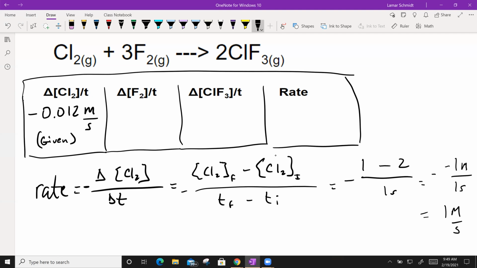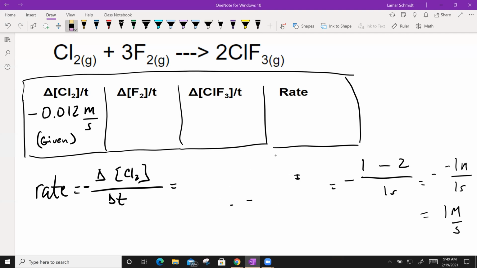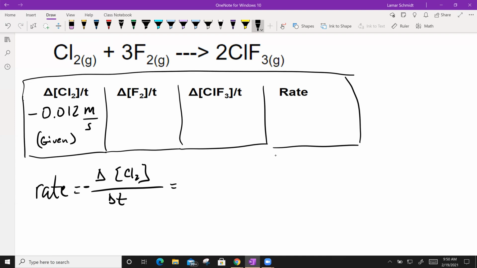Okay, so let us then carry on with this. I got rid of that example. We now know what the change means. I'm not asking you to break down any times or initial concentrations, final concentrations. Not asking you to do that at this time. But what I am asking is for you to determine the rate expression. So we figured out that for Cl2, of all the reactants and products.